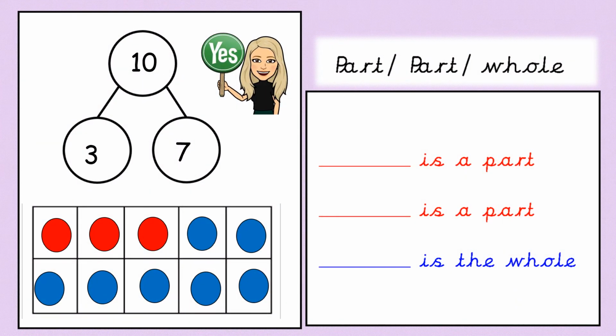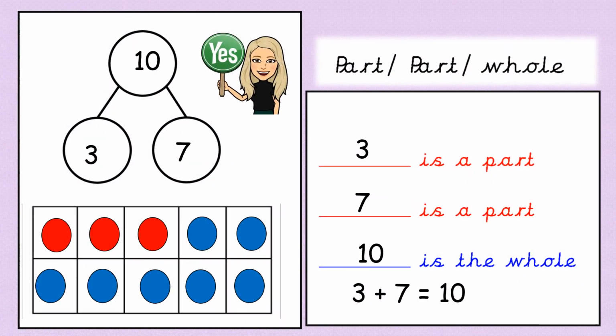Write the number sentence for the part whole and the 10 frame. How many are blue? Well done, 7. You can see you finish 5 down the bottom and 2 more, and you know that that is 7 because you know your number bonds for 7. And how many are red? 3, well done. So 7 is a part, 3 is a part, or 3 plus 7 is equal to 10.